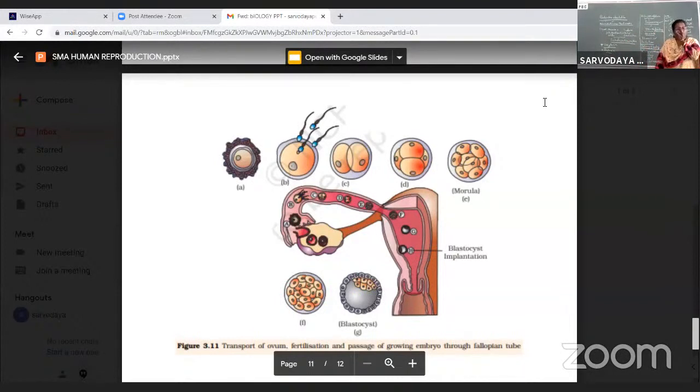Please remember, once the process of parturition is completed, simultaneously, at the same time, what is going to happen? The mammary gland becomes functional. Remember, during the course of pregnancy also, we observe the mammary gland undergoes certain changes. But after parturition, what is going to happen? The mammary gland becomes functional.